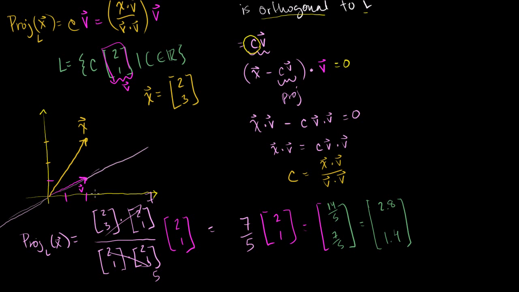So let's see, 2.8 is right about there. And 1.4 is right about there. So the vector is going to be right about there. I haven't drawn this too precisely, but you get the idea. Our computation shows us that this is the projection of x onto L. And if we draw a perpendicular right there, we see that it's consistent with our idea of this being the shadow of x onto our line L.